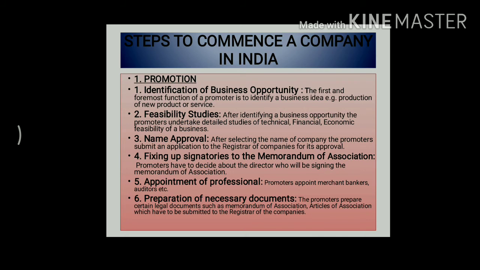So for the fourth step, they are going to fix the signatory, the one who is going to be the first director, who is going to sign the important document called the Memorandum of Association. Then after it, the appointment of professionals is done, like bankers, auditors, lawyers. The reason, see, you need to have all formalities properly fulfilled. There should not be any problem in framing the documents, and for that you need the professionals. So you need the lawyers, the CAs who are going to help you frame the documents.